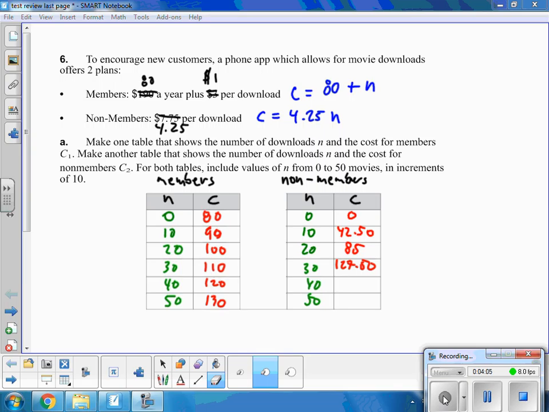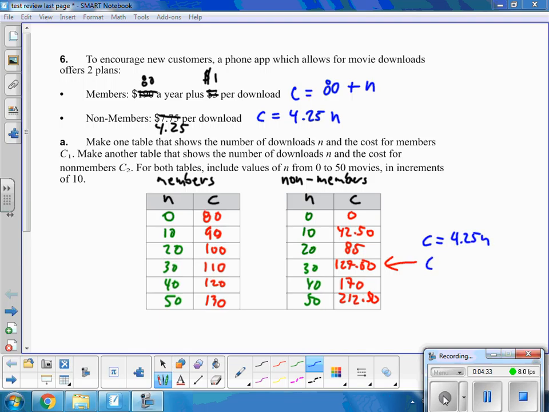For 40 downloads, I'm taking 40 times $4.25, and I get 170. And 50 downloads times 4.25 equals $212.50. What I'm doing for each one of these, for instance at the 30, is going to my equation for non-members, cost equals 4.25 times n, and rewriting it: my cost is 4.25 multiplied by the number of downloads, which is 30. And 30 times 4.25 is 127.50.